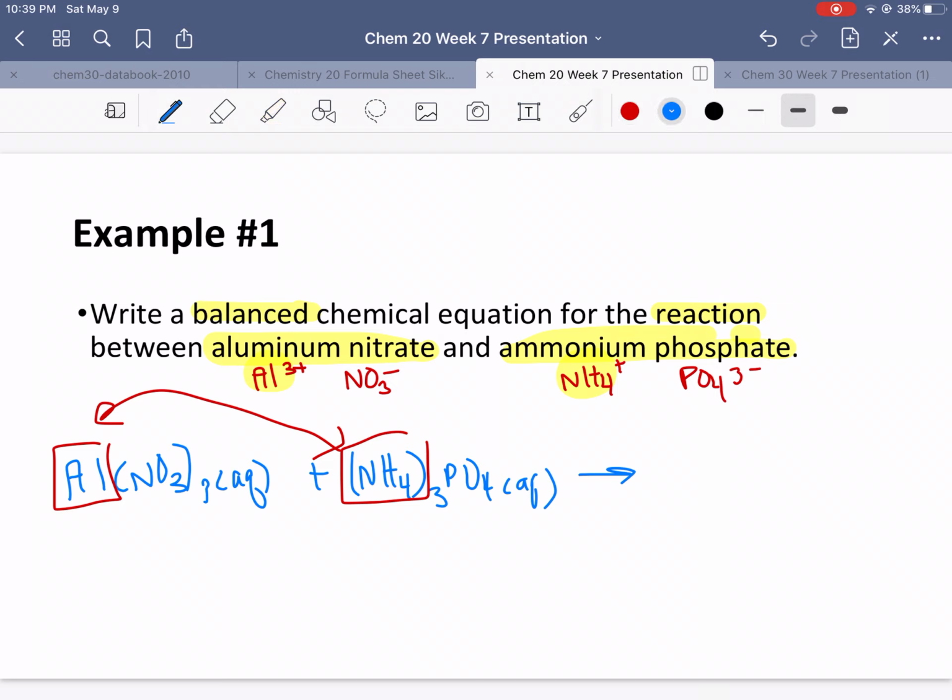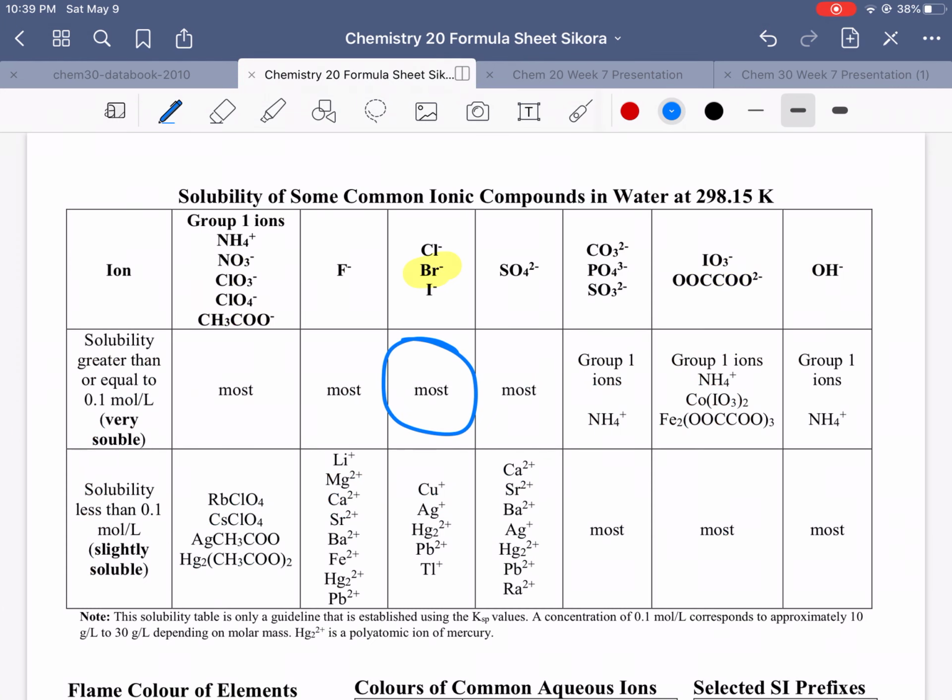Okay, so aluminum is a 3 plus charge, phosphate is a 3 negative charge, they balance, AlPO4. We'll do the solubility afterwards, leave space for it. Plus, now we go to the ammonium and the nitrate, a positive one, a negative one, they also balance. We have NH4NO3, leave the solubility for a moment. Go to your formula sheet and double check what those would be. We have phosphate. So our phosphate is right here.